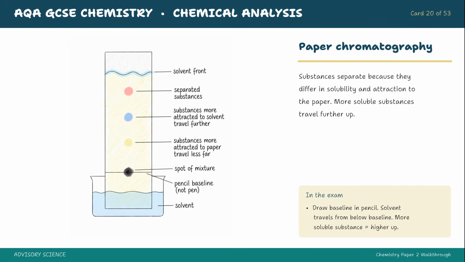Chromatography. Paper chromatography is a method used to separate a mixture of soluble coloured substances, such as the different dyes in an ink. You draw a starting line in pencil near the bottom of the paper, place a spot of the mixture on it, and dip the bottom of the paper into a solvent. The solvent travels up the paper, carrying the different substances with it. Substances that are more attracted to the solvent travel further up, while substances more attracted to the paper travel less far. So the mixture separates out into individual spots.